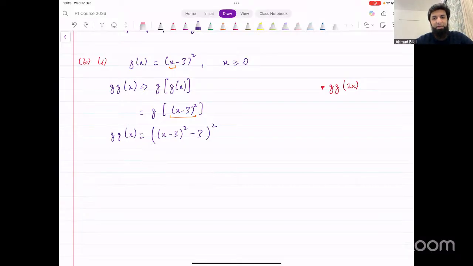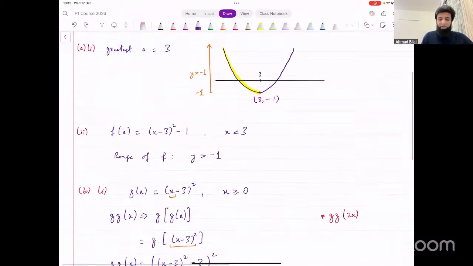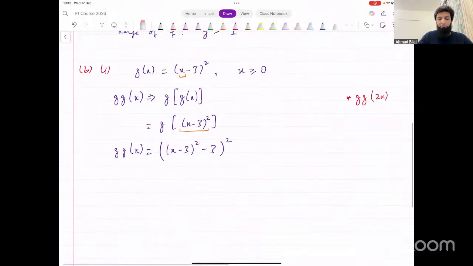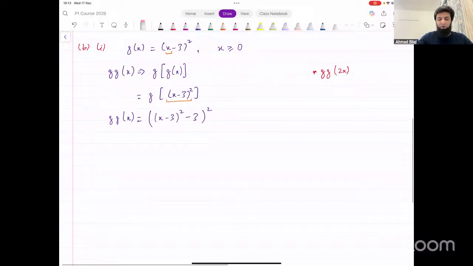Now, what is it that they want from us? They want g of 2x. And we need to show that that somehow can be written like this. Okay, now how do you go from the form that we've got to the form that they want us to find? First of all, let's just do this, that we replace x with 2x. See what we get from that. Replace x with 2x, right?